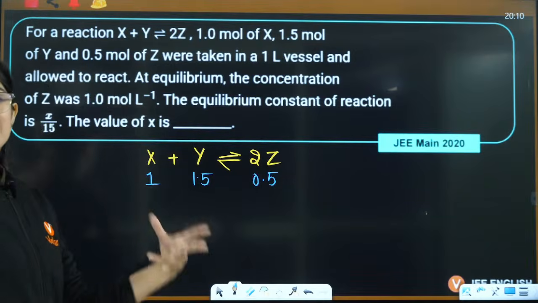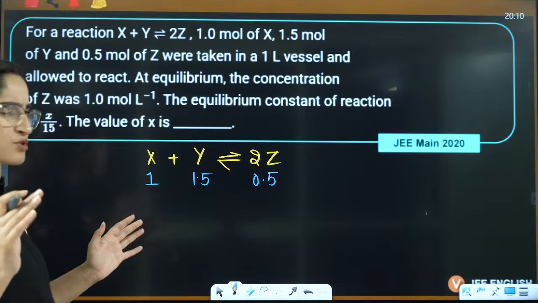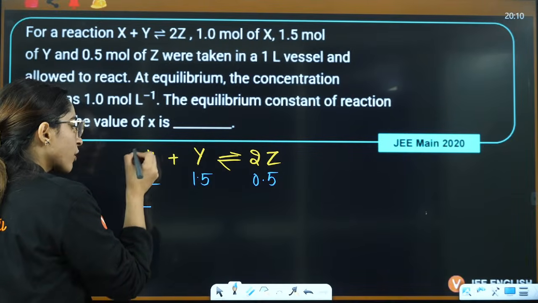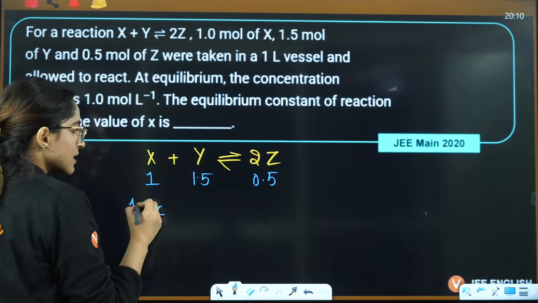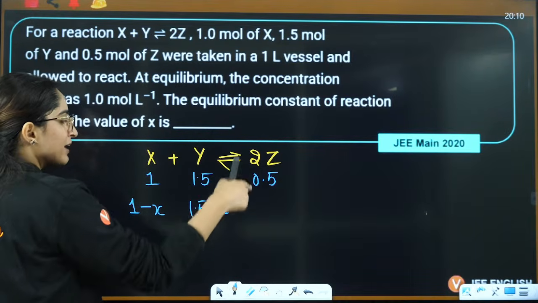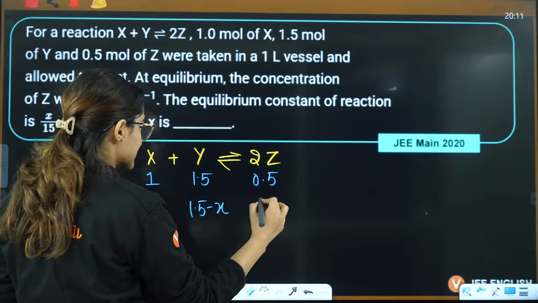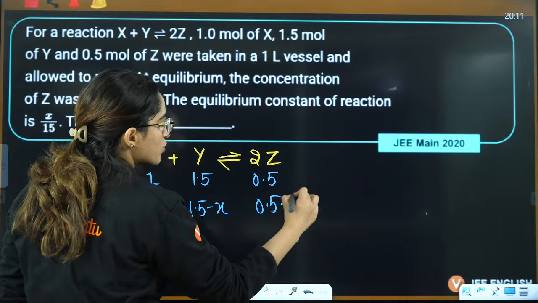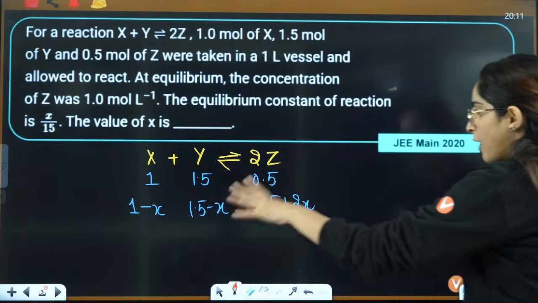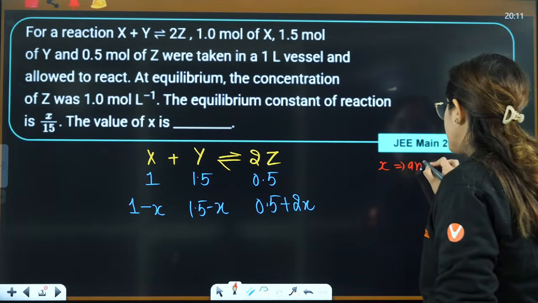Now we will say x as the amount that is being taken out from here, that is small x, and always we will represent it like that. So small x will be subtracted with the stoichiometry here, that is 1 minus x. Here it will be 1.5 minus x. And here how much amount is formed? Stoichiometry multiplied by that x. That means 0.5 plus 2x amount is formed. Okay. So what we are saying, x is the amount reacted.